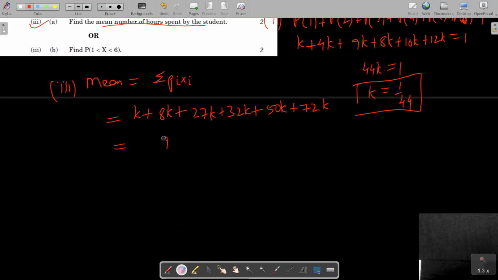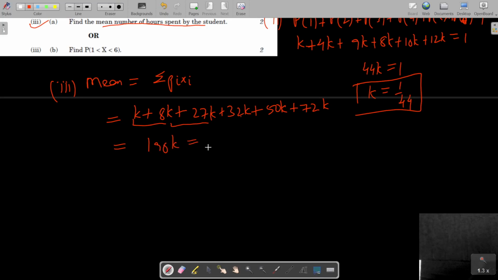I think this should be equal to, this is 9 plus 27, it's 36, and 32. So 36 and 32, and 50 and 72. So 3, 3, 6, and 5 is 11, and 7 and 1 is 19. So this is 190. So the sum of all these is 190.